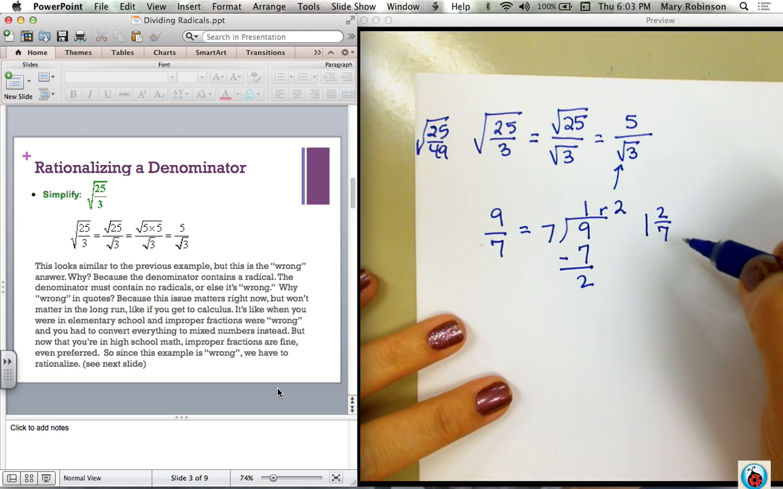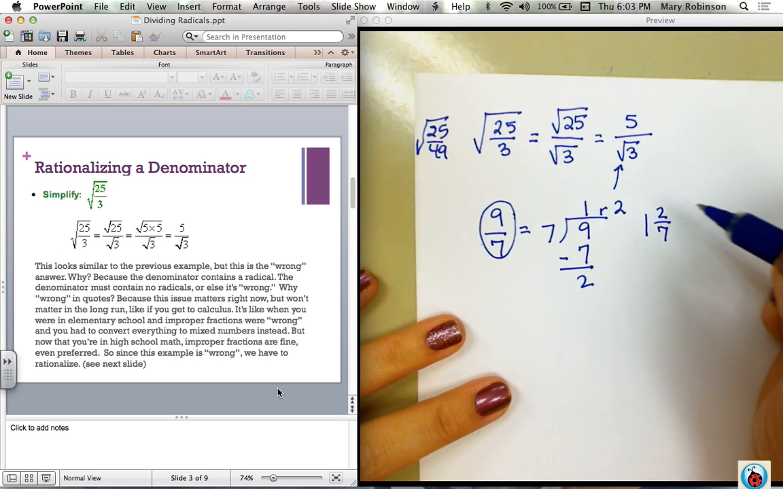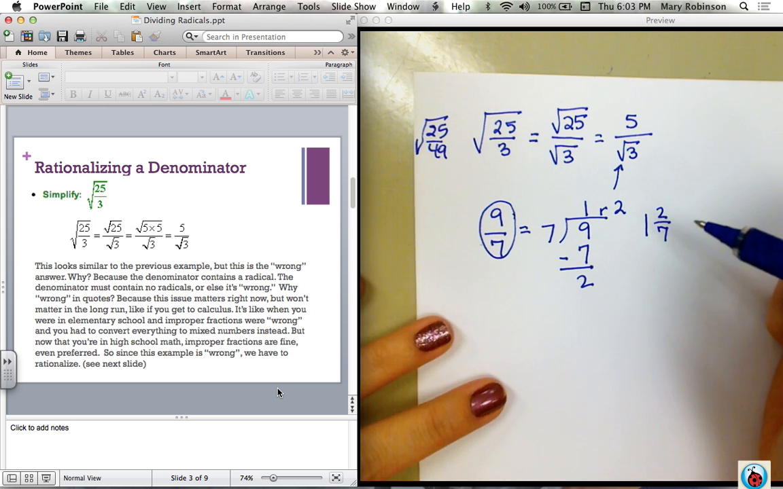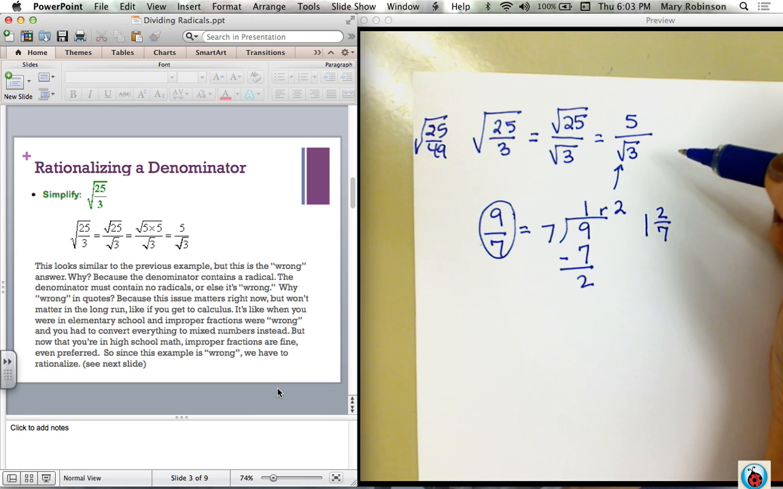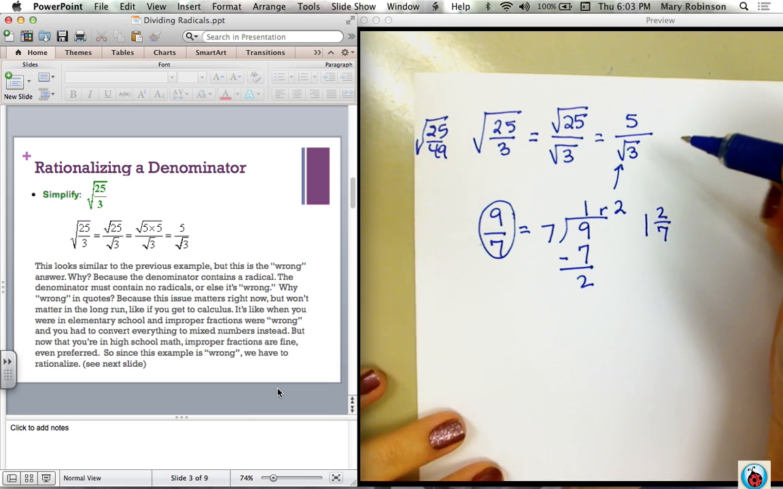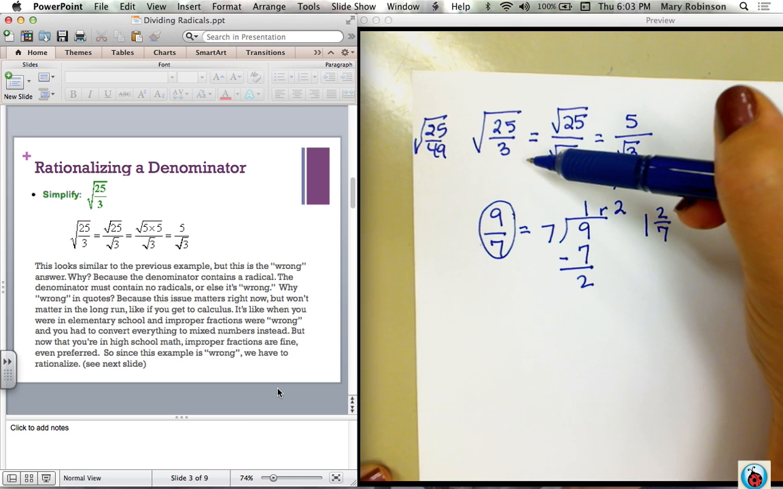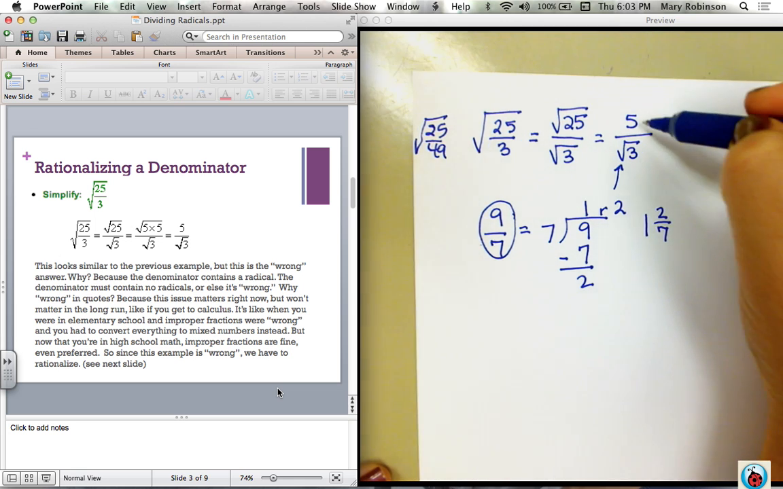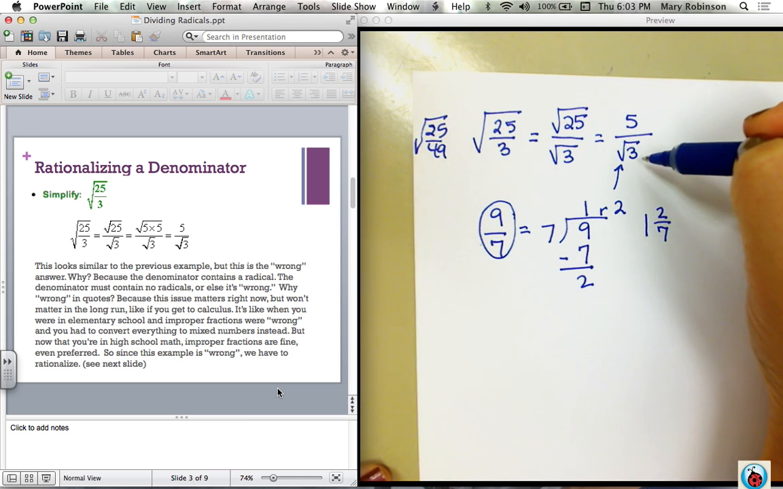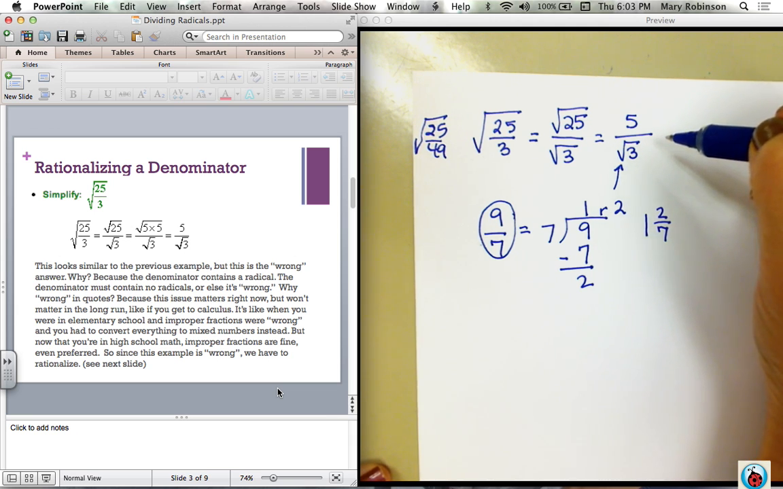But now that you're in high school, it's perfectly fine to leave things as an improper fraction, and in fact, it's even preferred. So while we'll call this the wrong answer for now, technically it is correct. If we were to type in our calculator the square root of 25 thirds, and then type in 5 divided by the square root of 3, we would get the same answer. But for the purpose of this course, you have to learn a process called rationalizing the denominator. So we'll show you how this works in the next slide.